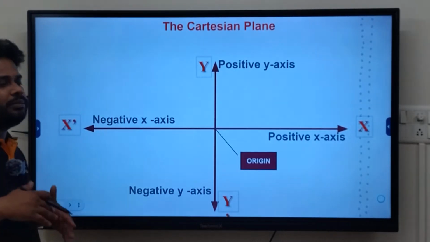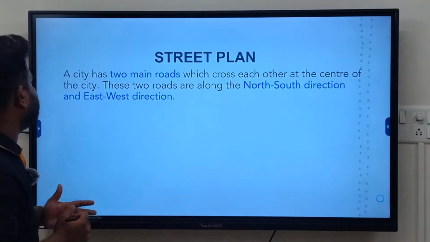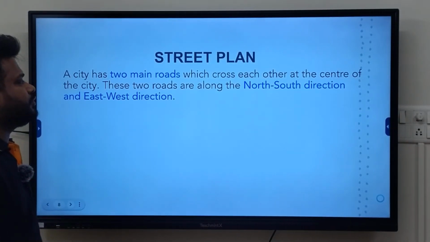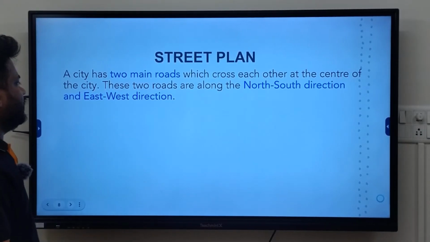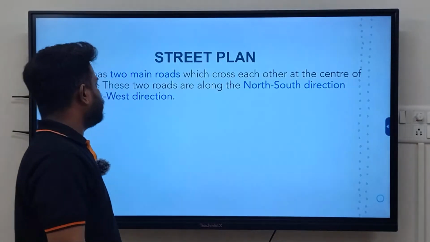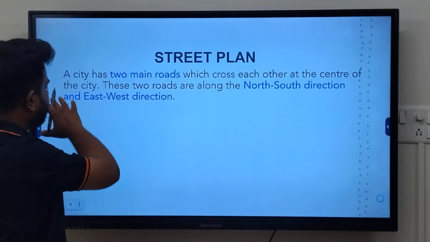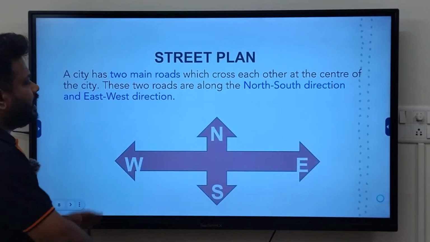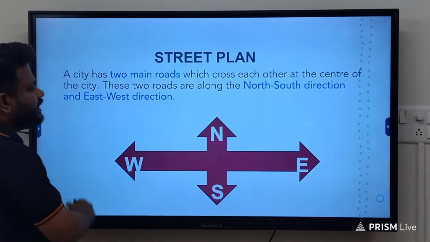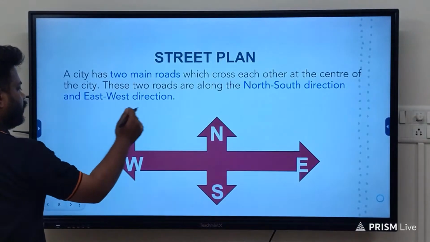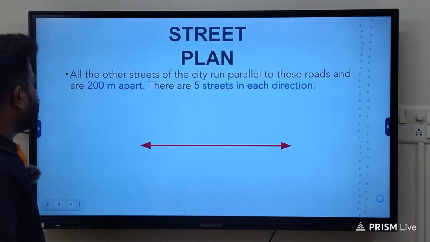So let's come to some real-life examples or real mathematical questions. A city has two main roads which cross each other at the center of the city. These two roads are along the north-south direction and the east-west direction. Okay, so in this question they are just telling us how the streets cross, and it looks like this.